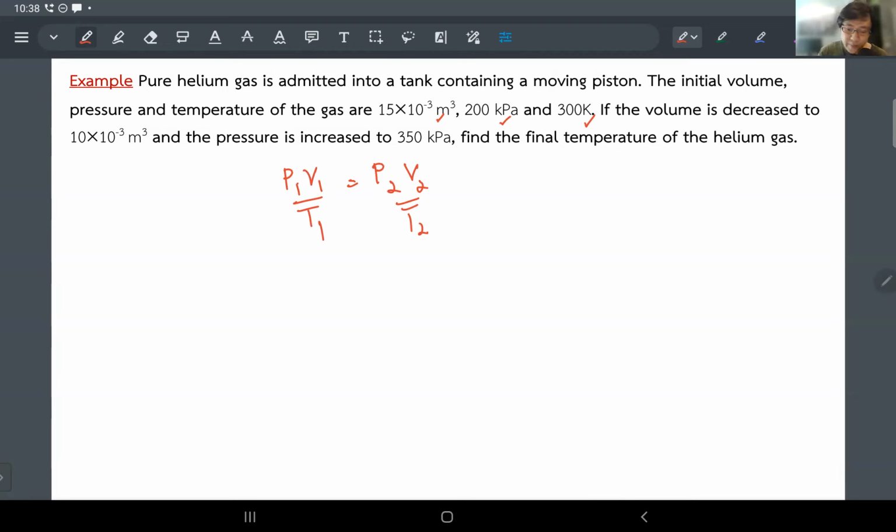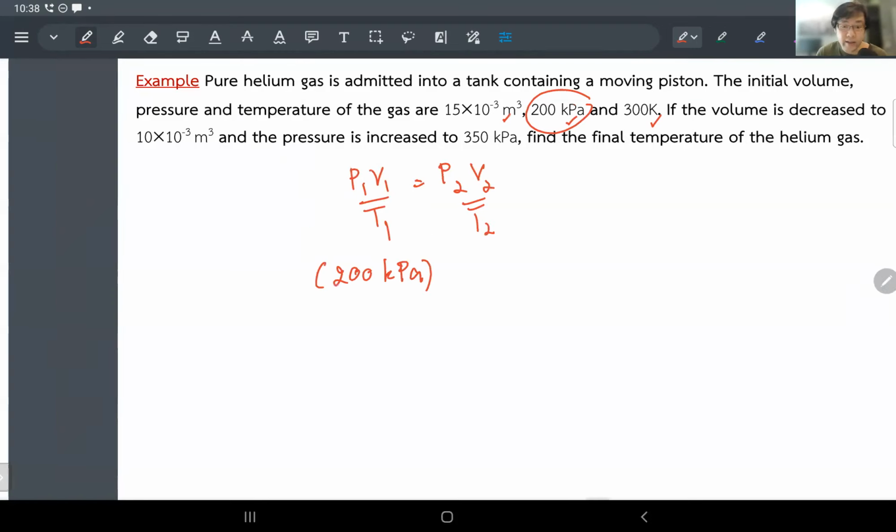The initial pressure is 200 kilopascal. But the nice thing about this one is that because you only need to compare left and right, you don't even have to convert kilo to regular Pascal. If you use kilopascal on both the left and right side of the equation, then you're good to go. You guys with me? So I'm not going to have to do any units conversion here. Just leave it there, kilopascal.